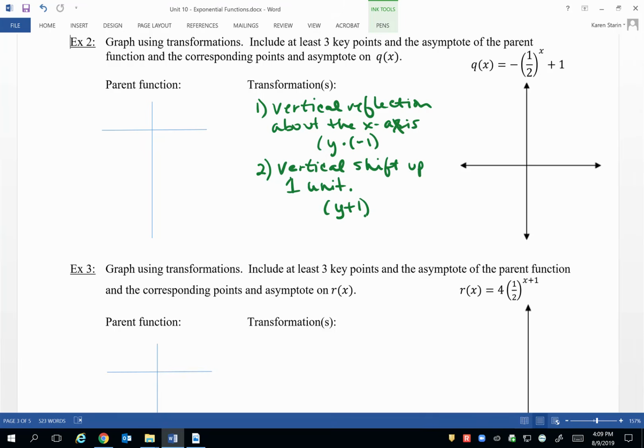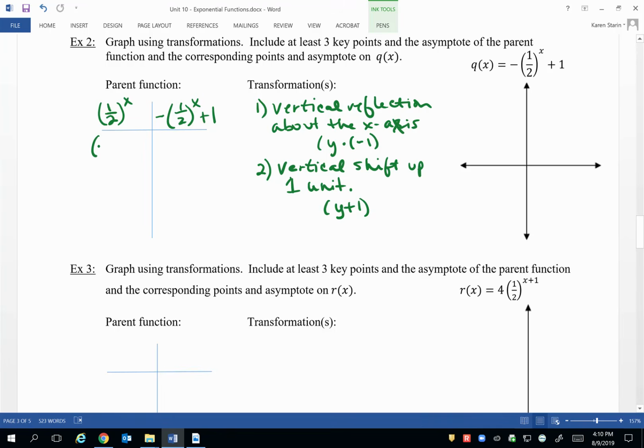So what's our parent exponential function? Well, it's base 1/2, so it's 1/2 to the x power. And then we will, through transformations, get q of x, which is negative base 1/2 to the x power plus 1. So we're going to do two things to the y values. We're first going to multiply by -1 and then add 1. Nothing's going to happen to the x values.